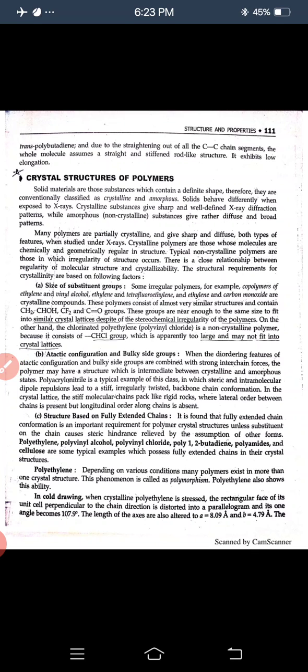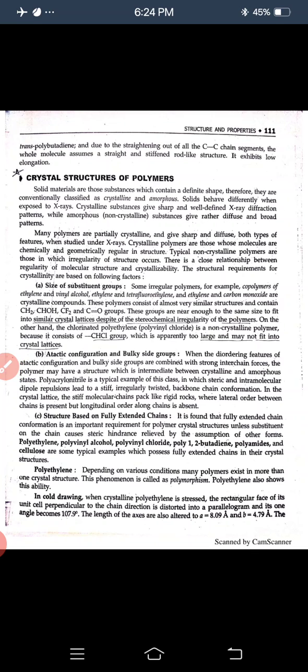Crystalline polymers are those whose molecules are chemically and geometrically regular in structure. Typical non-crystalline polymers are those in which irregularities of the structure occur. There is a close relationship between regularity of molecular structure and crystallizability. The structural requirements for crystallinity are based on these factors: size of substituent groups, the atactic configuration, and bulky side groups. At first, size of the substituent group. This is the most important factor for the structural requirement for crystallinity.